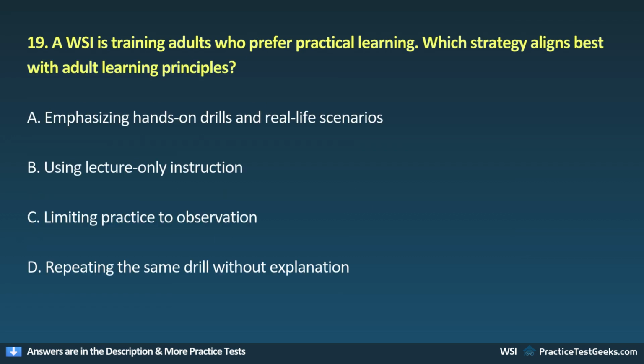19. A WSI is training adults who prefer practical learning. Which strategy aligns best with adult learning principles? A. Emphasizing hands-on drills and real-life scenarios. B. Using lecture-only instruction. C. Limiting practice to observation. D. Repeating the same drill without explanation.